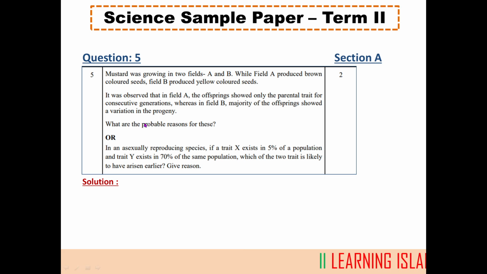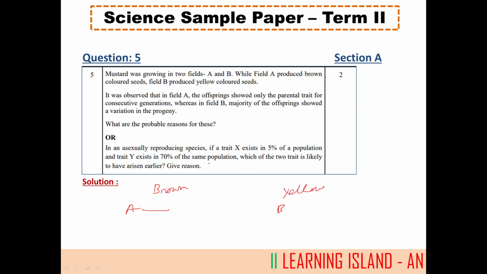In question number 5, it has been mentioned that mustard was growing in two fields, A and B. Field A produces brown colored seeds and field B produces yellow colored mustard seeds.